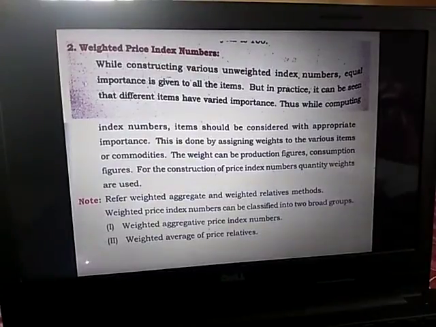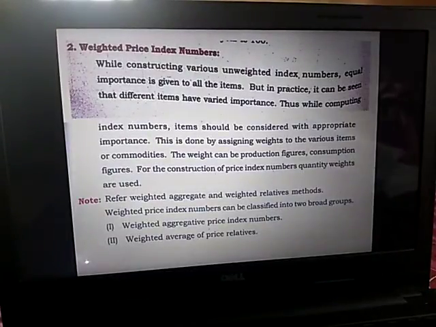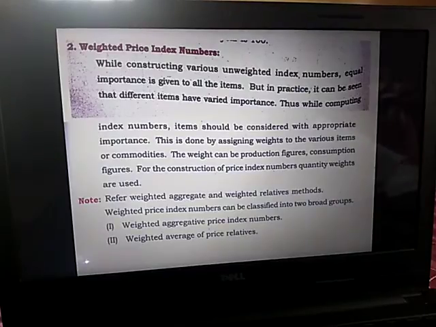Hello students. In the previous class we had discussed unweighted or simple price index numbers. Today's class will discuss weighted price index numbers.